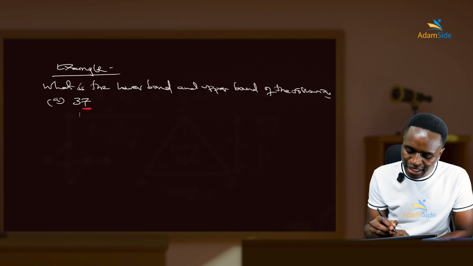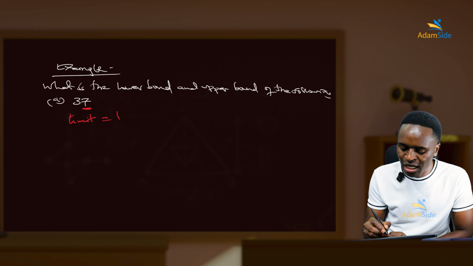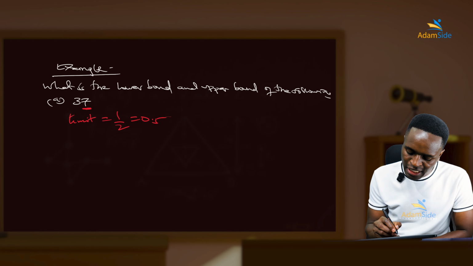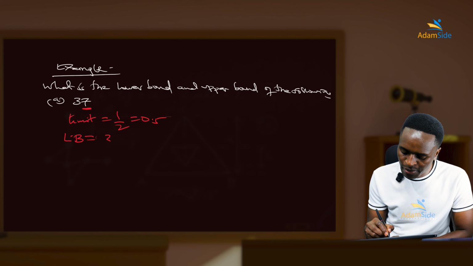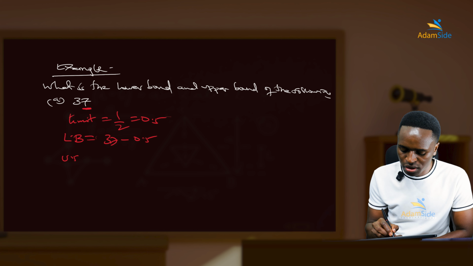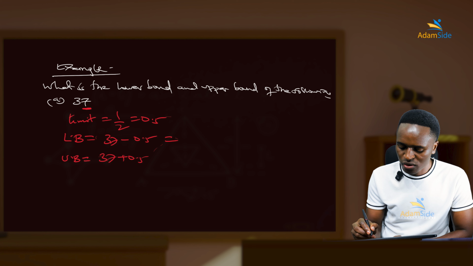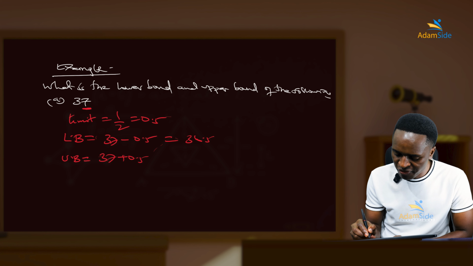So we say its limit, you'll get the limit by just taking a whole number divided by 2, which is 0.5. So to get the lower bound, you'll take the actual number 37 minus 0.5. And then to get the upper bound, you take 37 plus 0.5. So this you get 36.5, and this one you get 37.5.